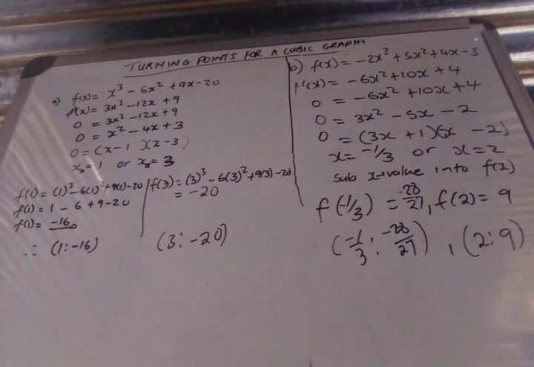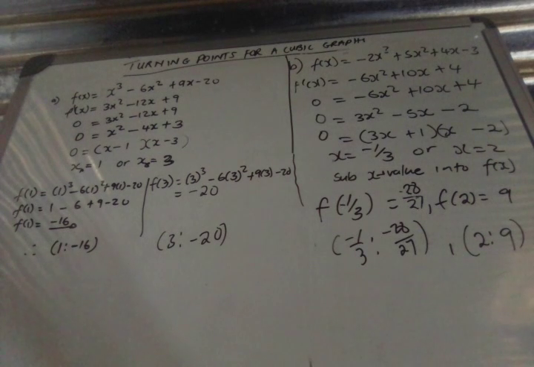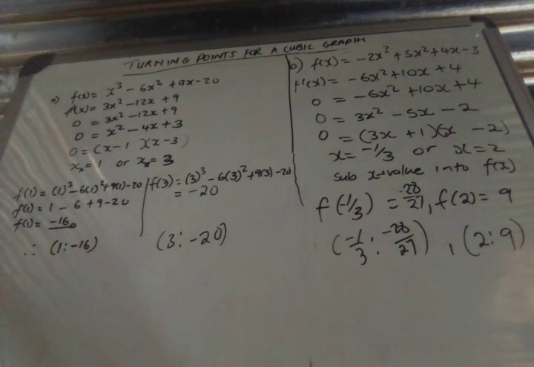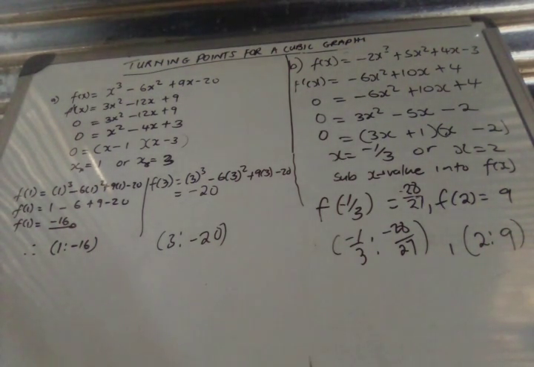Today we're going to be looking at how to find the turning points for a cubic function or a cubic graph. The steps are very simple. Firstly, find the first derivative of your function, equate it to 0, and then solve for x. With the x values you just solved, substitute them into the original function and find the y values. That would be the coordinates of your turning points. Let's get right into it.